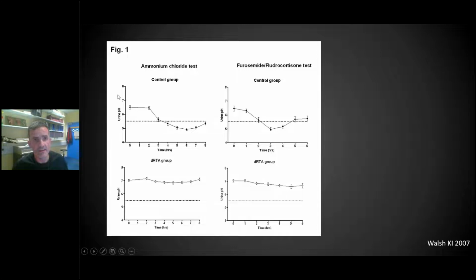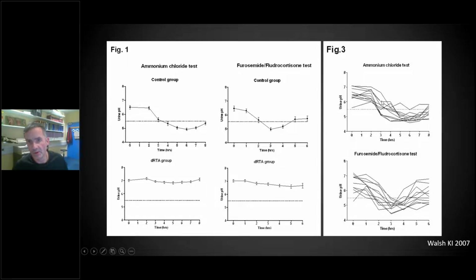And so we did this. What we found is here's the ammonium chloride test, and our patients that we found about 3 hours after giving ammonium chloride, they acidified the urine, so it's just making them acidotic. This is our volunteers using ammonium chloride. Volunteers with frusemide fludrocortisone did the same thing. They did it a bit quicker actually. And in patients who had diagnosed dRTA, neither of them did anything at all.